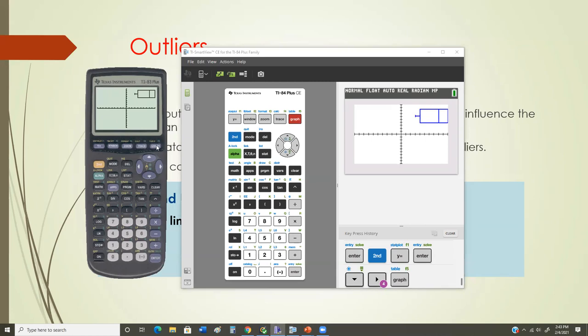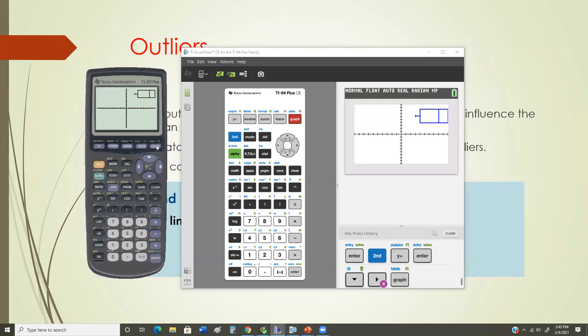How many people see what I have on the screen here? Okay, Melissa. So what's happening here? Say that again, Robert. I have an error. Generally what that means is, did you clear your calculator? Did you reset it? That's because you don't have the data plugged in anymore. So you'll just have to go back and plug in the data.